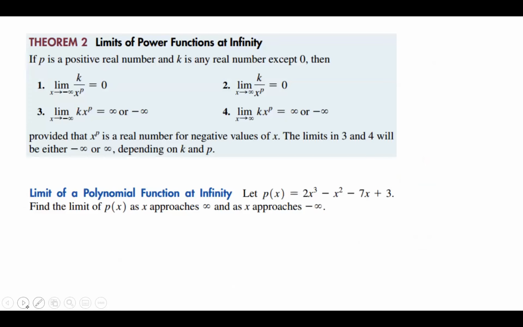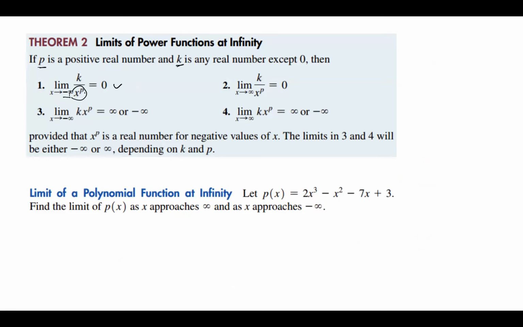Okay, so now let's look at a few case studies. The first one is what we analyzed earlier. So for a positive number p and k, which is any real number except 0, if x goes to negative infinity, this will become a very big number, right? It could be very positive, could be negative.